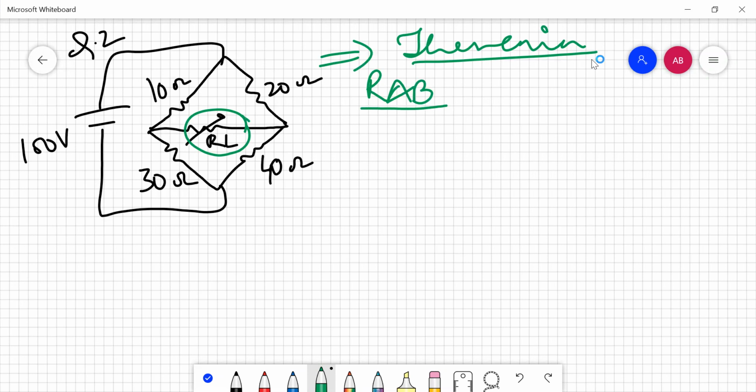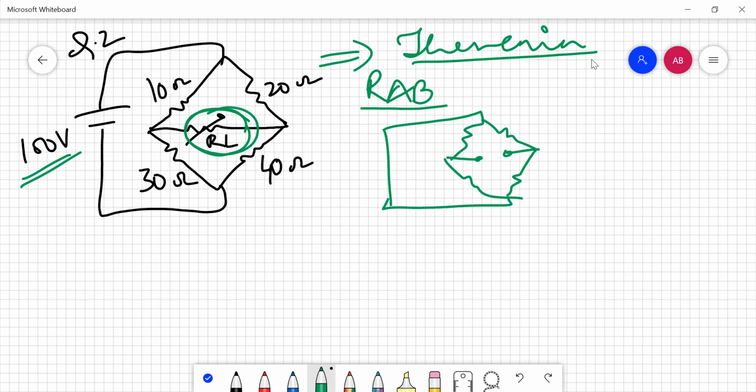For RAB, I will be removing this RL and redrawing the circuit by shorting down my 100-volt source. So drawing it gives me the circuit like this. These are my A and B terminals, which are now open. This is my 10, this is 20, this is 30, and this is 40 ohms. And this has got shorted out.